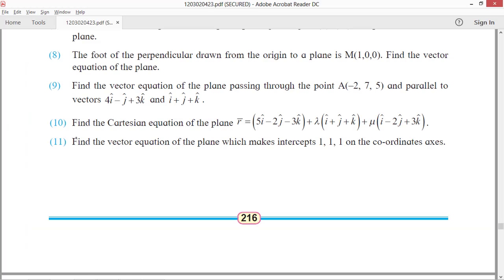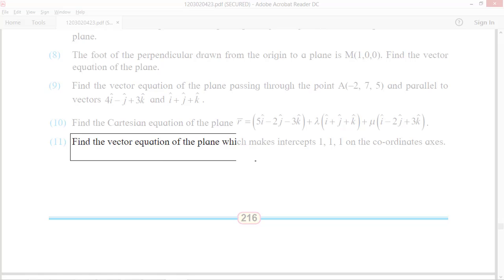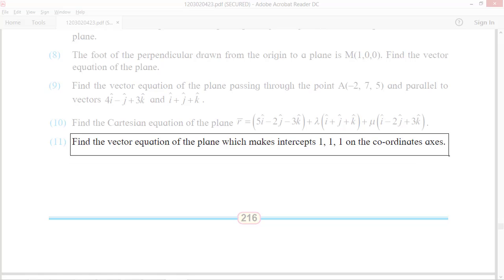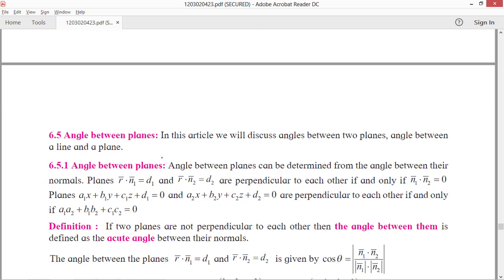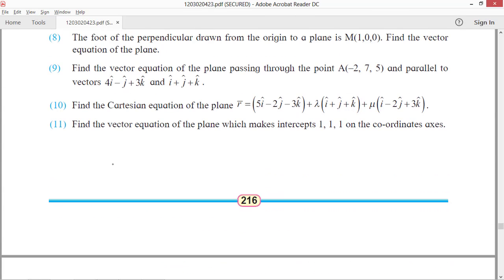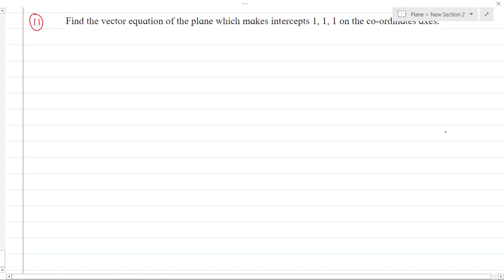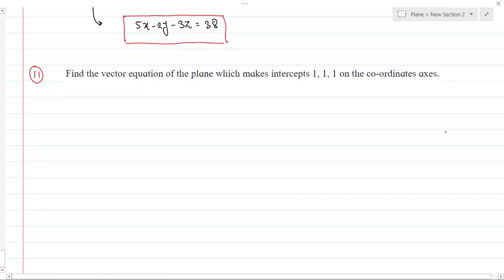Okay, now let's see the last question of this video, which is question number 11. What it says is, find the vector equation of the plane which makes an intercept 1, 1, 1. So we have the question in two parts, and this is the second part. That's it, this is the only question. Find the equation of the plane which makes intercepts 1, 1, 1 on the coordinate axes.